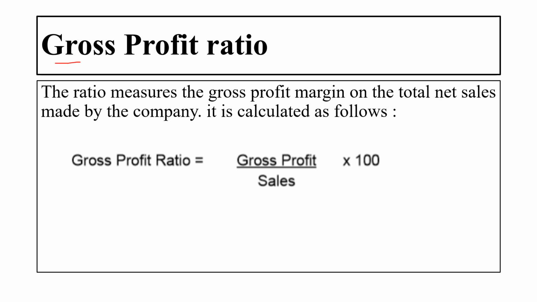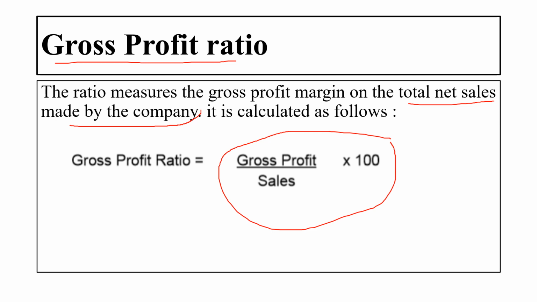Then there is the gross profit ratio. The ratio measures the gross profit margin on the total net sales made by the company, and it is calculated based on the formula: gross profit divided by sales, multiplied by 100. You will get the gross profit ratio.